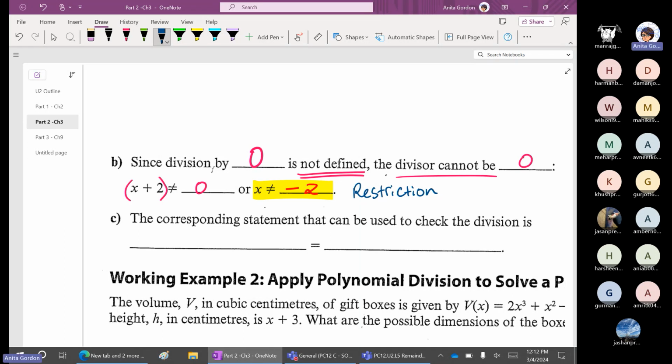Okay, if I wanted to check my work, I would take my divisor, x plus 2, and multiply it by my quotient, x minus 8, times my quotient plus the remainder. If you expand both sides and very carefully collect your terms, this should give you the original equation.